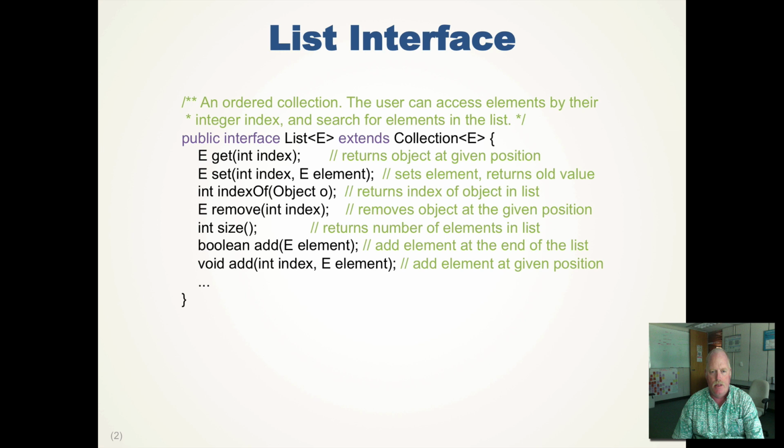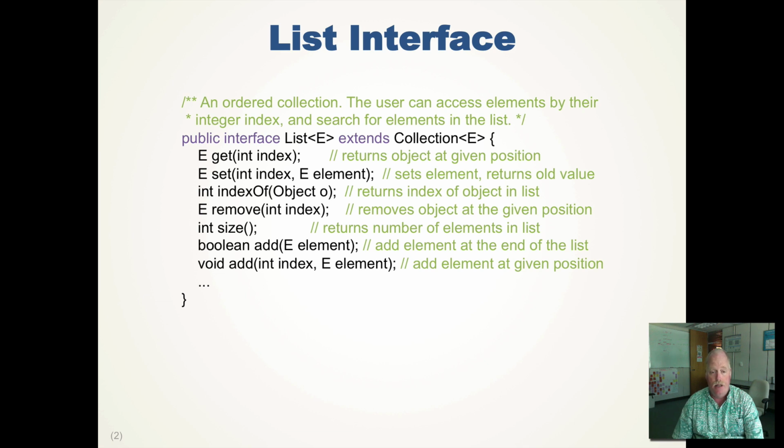As you recall, list extends collection and provides methods to get an item at a particular index of the list, set the item at the particular index of the list, search for an object in the list, returning the index that the object is at, or -1 if the object's not in the list. We can remove an item from the list by calling remove, and we remove at a particular index. We can find the size of the list, how big is the list.